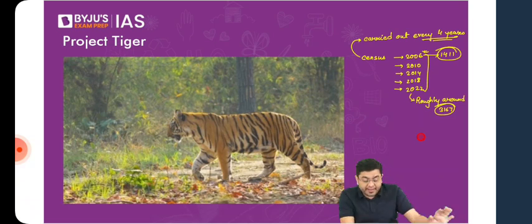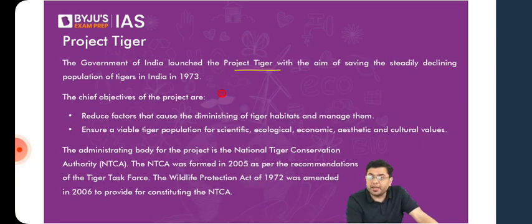So here, the Government of India launched Project Tiger with the aim of saving the steadily declining population of tigers in India in 1973. And the chief objective of Project Tiger is what? Reduce factors that cause the diminishing of tiger habitats and manage them. And this does also include, by the way, managing the invasive alien species of plants. For example, Lantana camara is one of the ideal cases of that.